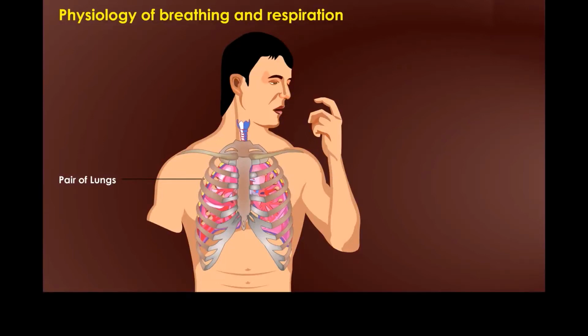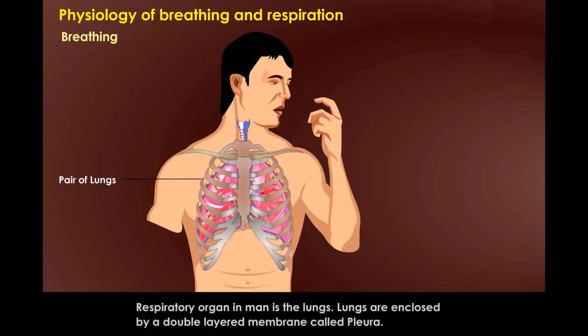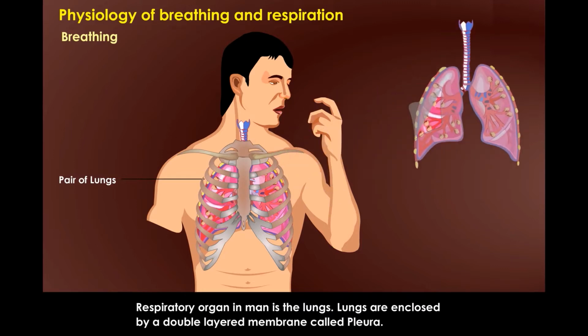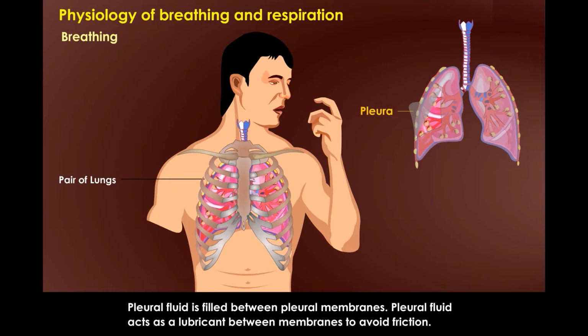Physiology of breathing and respiration. Breathing. Respiratory organ in man is the lungs. Lungs are enclosed by a double-layered membrane called pleura. Pleural fluid is filled between pleural membranes. Pleural fluid acts as a lubricant between membranes to avoid friction.